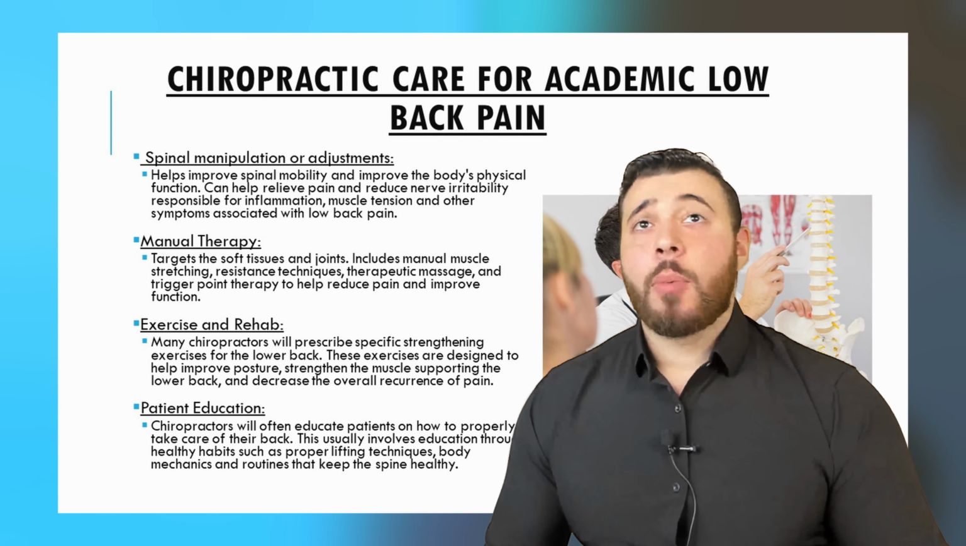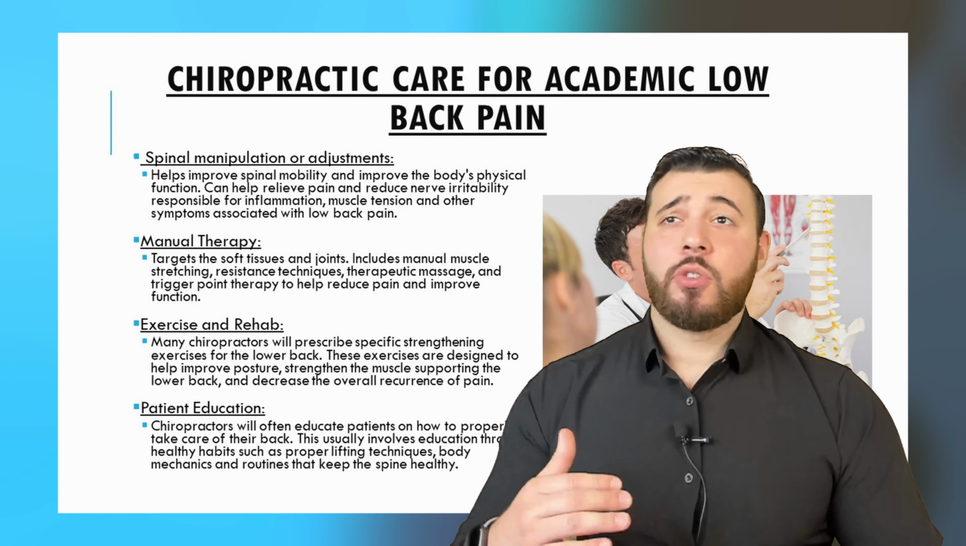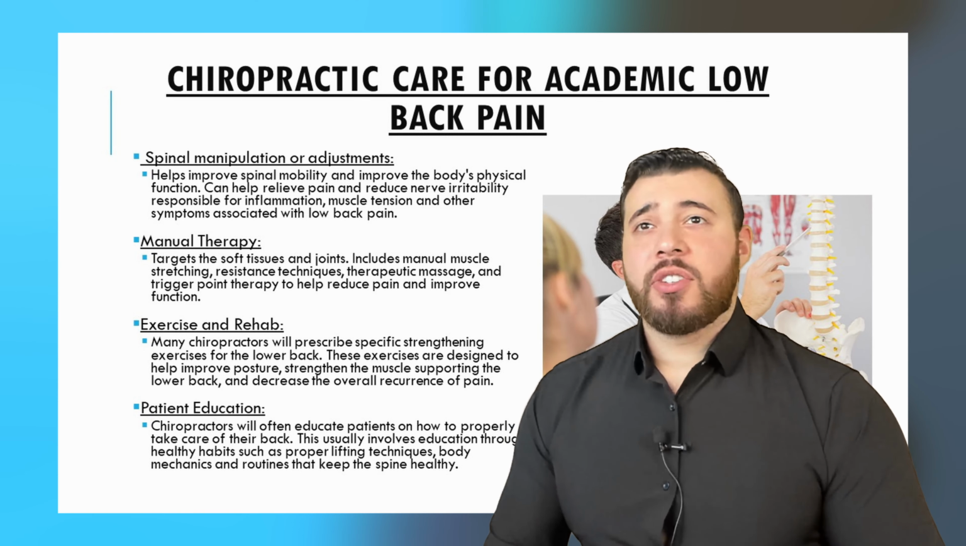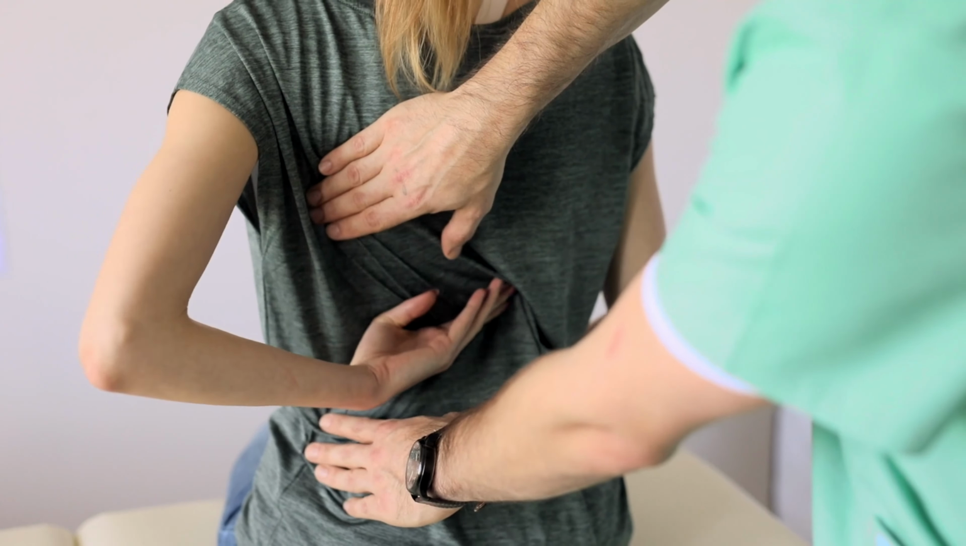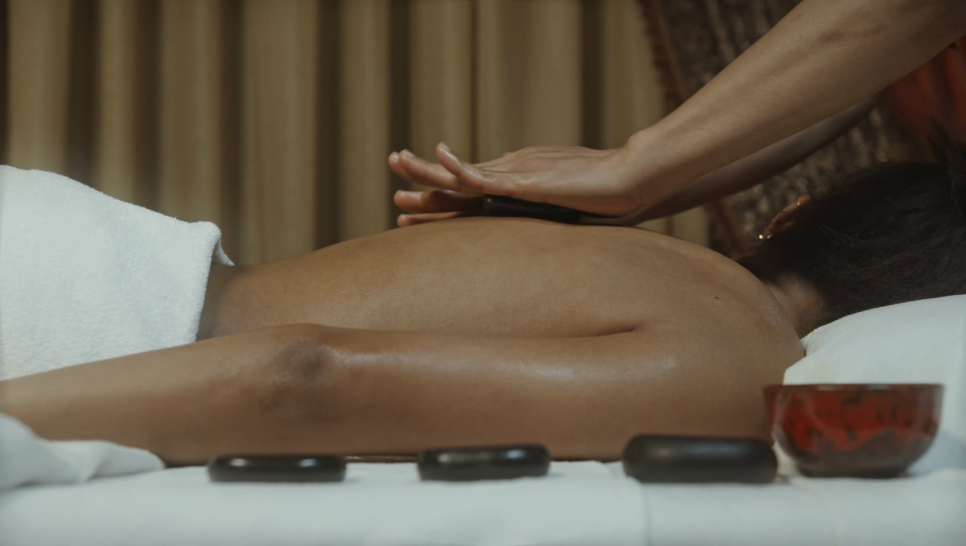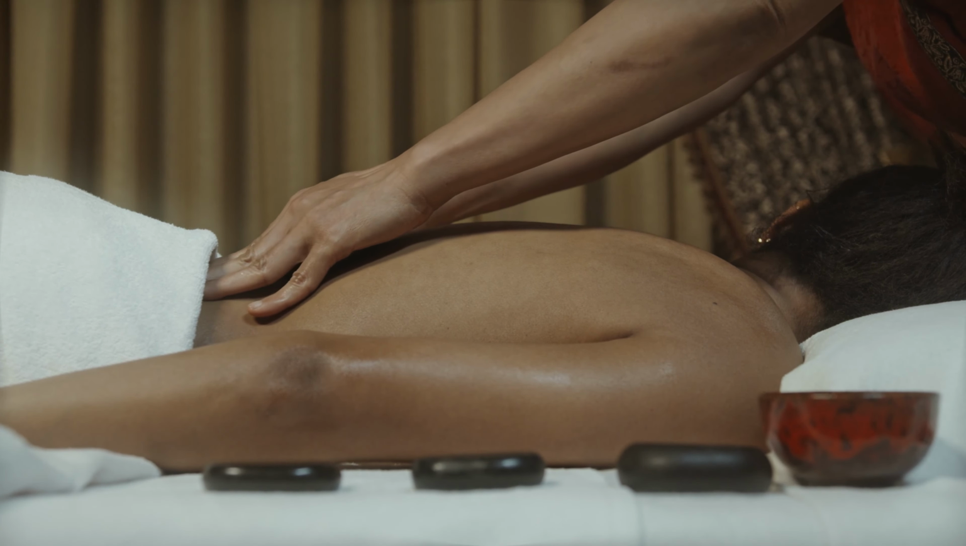The second way that chiropractic care can help with academic low back pain is through manual therapy. Manual therapy targets the soft tissues and joints. This includes manual muscle stretching, resistance techniques, therapeutic massage, and trigger point therapy to help reduce pain and improve function.